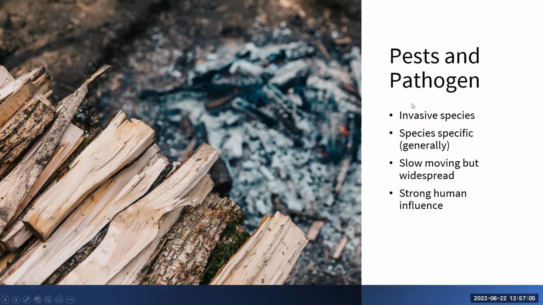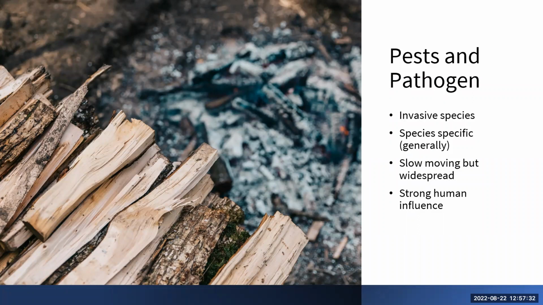I guess also the difference with pests and pathogens is they're generally species specific, and so you would see ash trees being affected. You would see oaks being affected. Tornadoes do not discriminate. They will go after and impact every species that is in that community. Generally, pests and pathogens do not do that. They're more specific, and so that's one way that they are a little bit different from our other natural disasters.